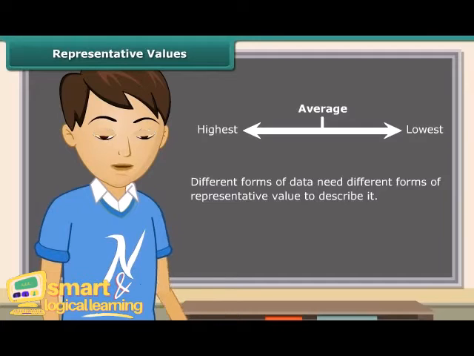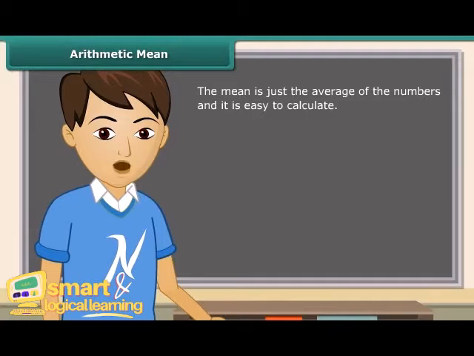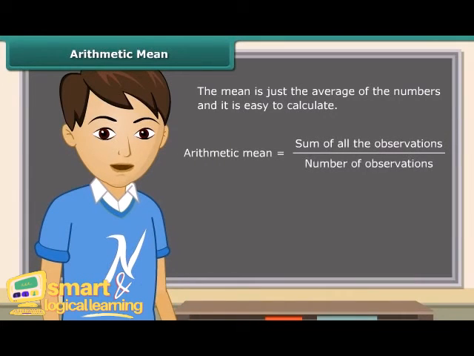One of these representative values is the arithmetic mean. Come along to learn about it. The mean is just the average of the numbers and it's easy to calculate. Basically, mean is equal to the sum of all the observations divided by the number of observations.